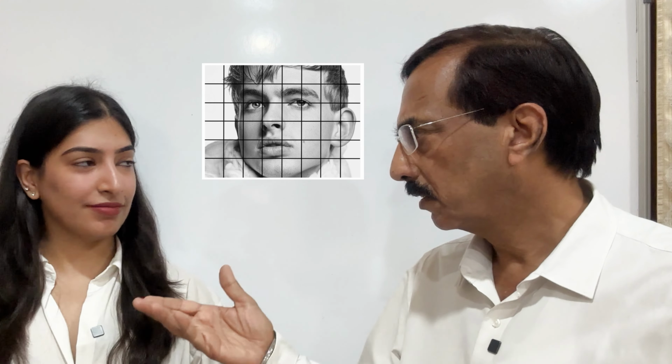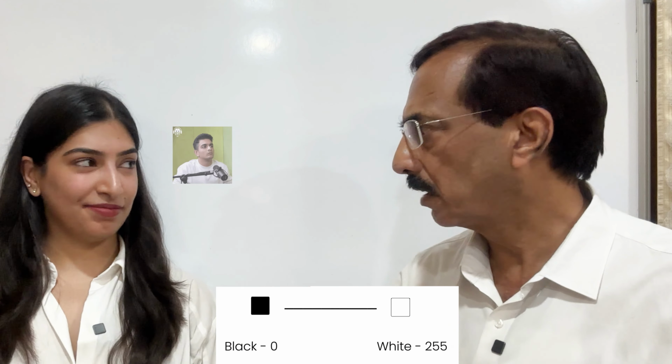So what have we learned so far? Basically, any picture is consisting of pixels. So as you said, white is 255 and black is 0. So it can be divided into pixels. And then we learned about the process of shifting of the matrices.